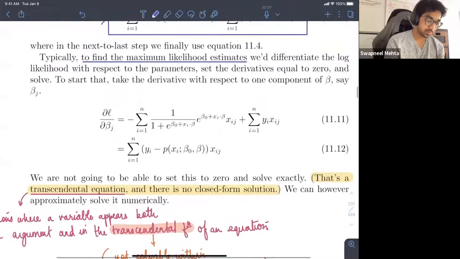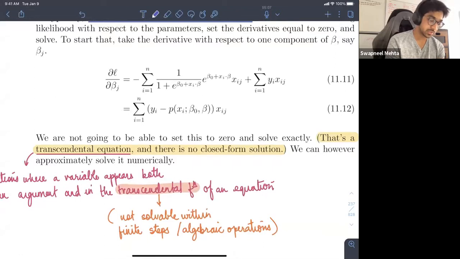Then if you want to do your maximum likelihood estimate, you differentiate with respect to your parameters. But as it turns out, that results in a transcendental equation, which means an equation with a transcendental function. A transcendental function means there is no solution possible within finite steps of algebraic operations: plus, minus, divide, whatever. So this little equation has no closed form solution, and so we need to do something better than maximum likelihood estimation, where we take derivatives and set them to zero.